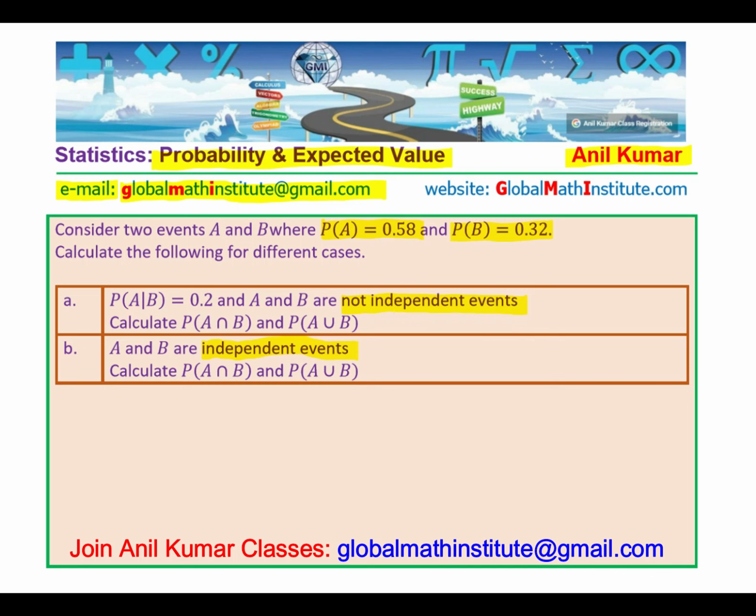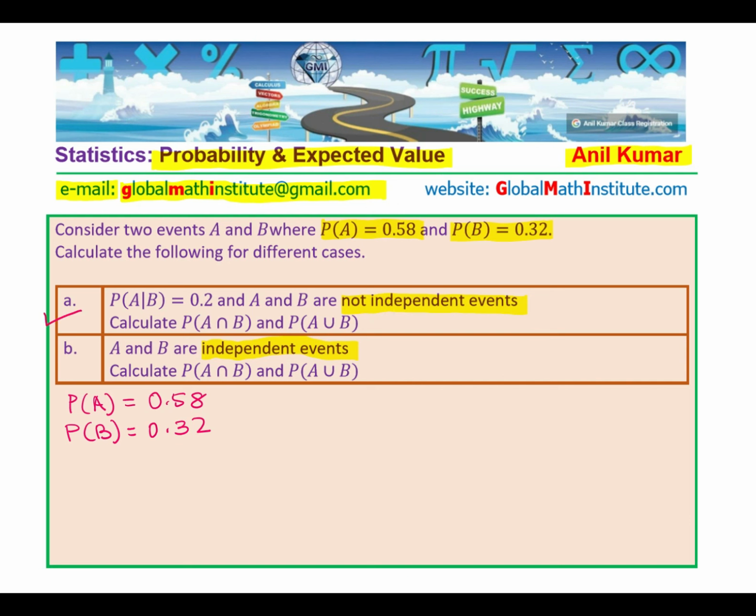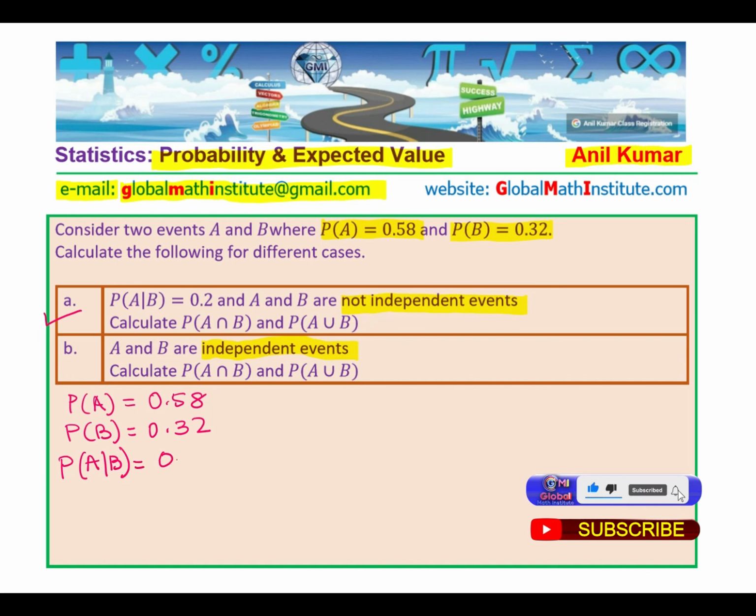Okay, so now let's consider the solution of the problem at hand. So we are given two events A and B, and we are given their probability. So let's write down what is given to us. Probability of A being 0.58 and that of B is equal to 0.32. For part A, we are given that the probability of A when B has occurred is equal to 0.2. Right. Now, under these circumstances, we need to find probability of A intersection B, right?